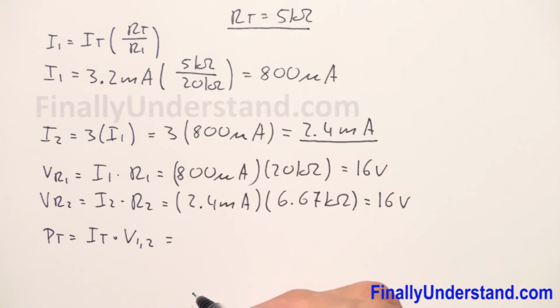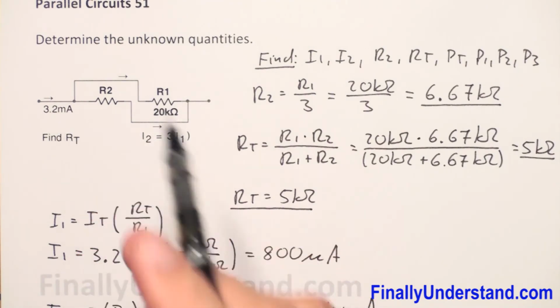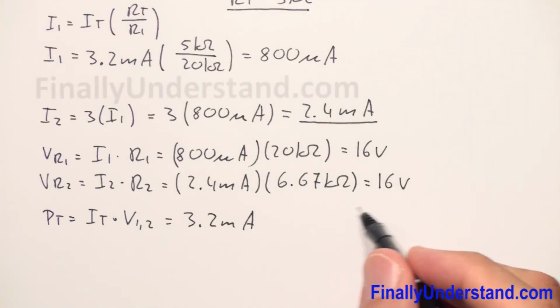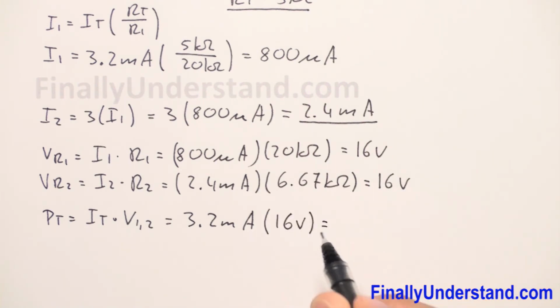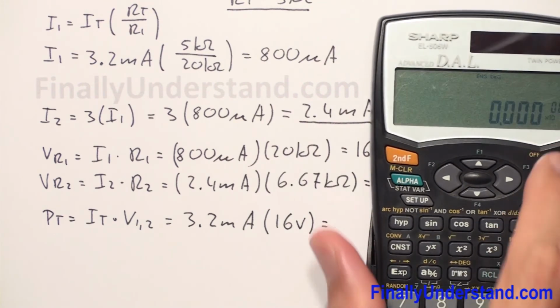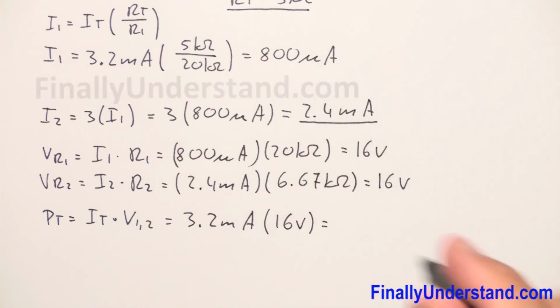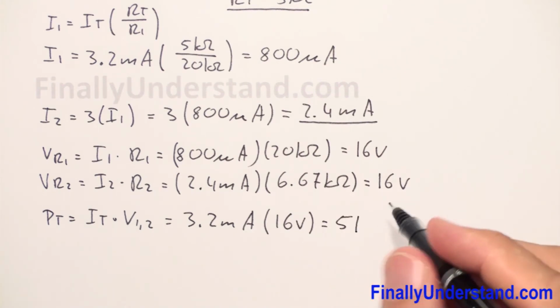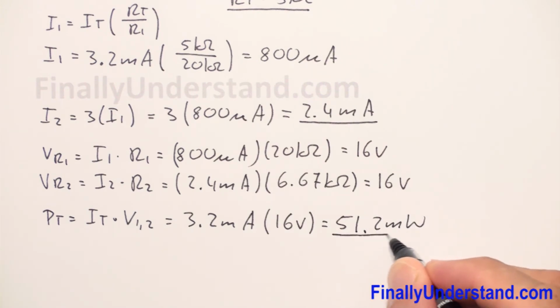So I total is equal 3.2 milliamps. This is my I total, which was given, times the voltage across either resistor. So I have 16 volts. This is going to be my total power. So 3.2 exponent negative 3 times 16 is equal 51.2 milliwatts. So this is my total power.